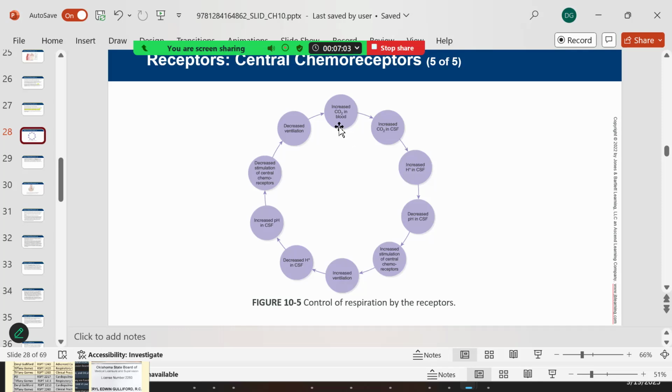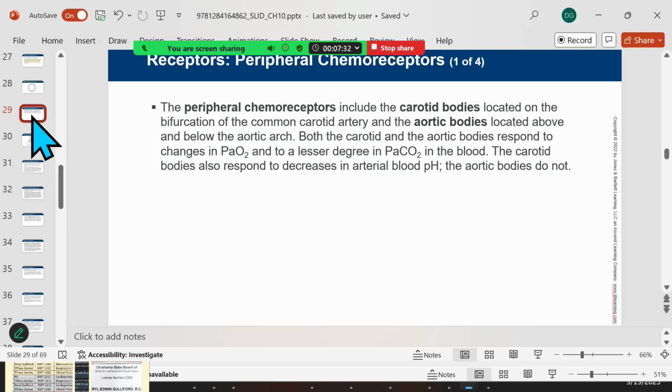So we get increased CO2 in the blood, and then the cerebrospinal fluid, then increased hydrogen ions, that's the pH, decreased pH, increased stimulation of chemoreceptors, increased ventilation, decreased hydrogen ions, increased pH, and decreased stimulation, decreased ventilation. So that little circle is always going on, keeping our pH in a safe range and our CO2 in a safe range. The oxygen really doesn't kick in until it's a serious situation with low oxygen.